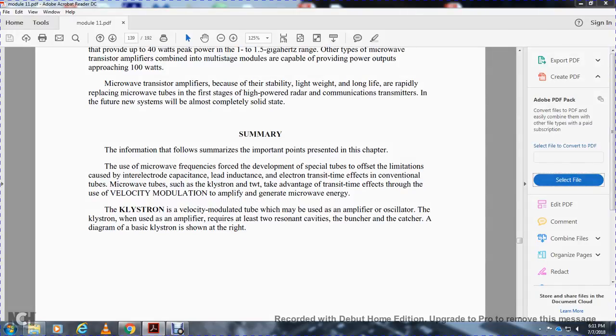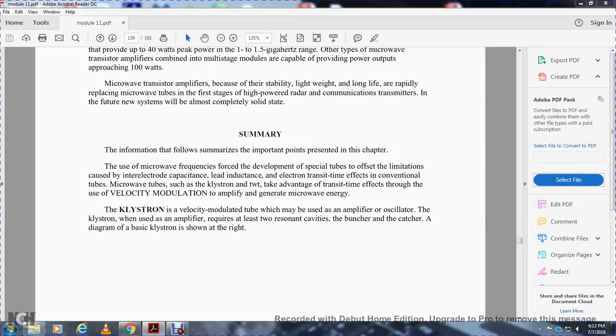Alright, Chapter 2 Summary. The important points presented in this chapter are summarized here. Use microwave frequencies developed in special tubes to offset the limitations caused by inter-electrode capacity, lead inductance, and electrical transit times. Microwave tubes, such as the klystron and the traveling wave tube, take advantage of the transit time effect through velocity modulation to amplify and generate microwave energy.